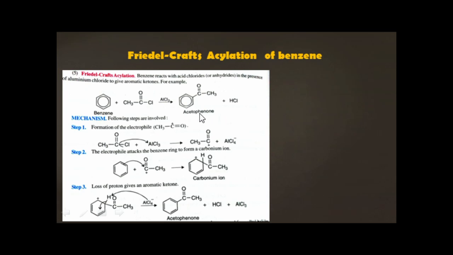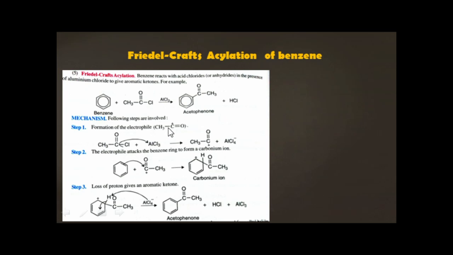Acetophenone is a ketone. So the ketone functional group on one side, the benzene phenyl ring is there, and on another side a methyl group is there. So this is acetophenone. We can prepare acetophenone by Friedel-Crafts acylation reaction by taking benzene with acetyl chloride in the presence of aluminium chloride. Okay, so this is the overall reaction.